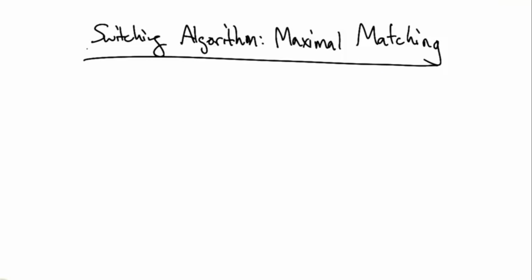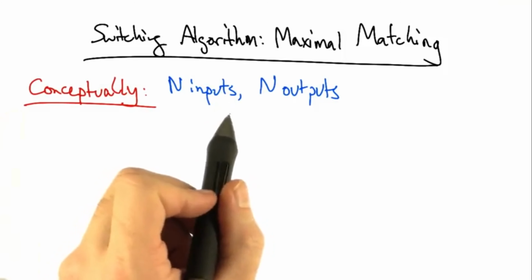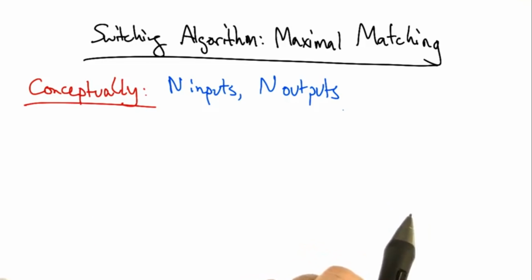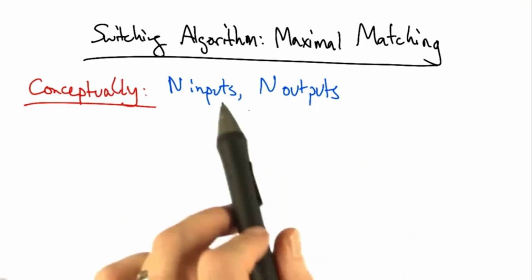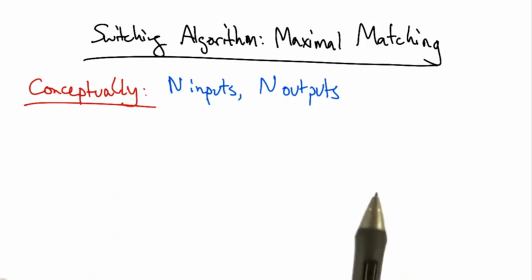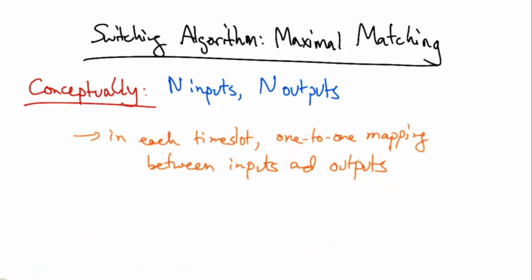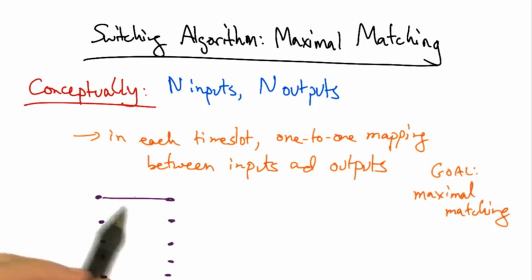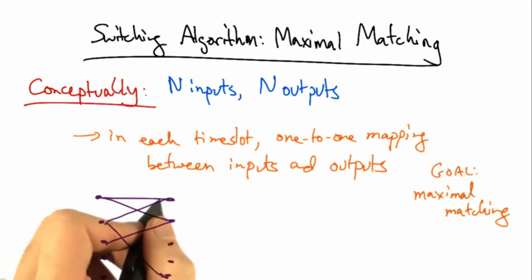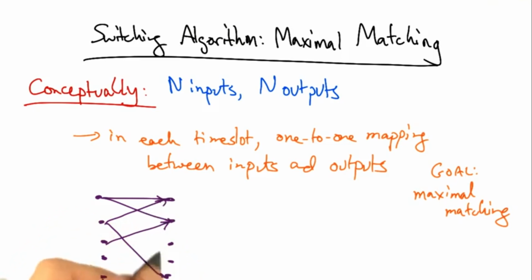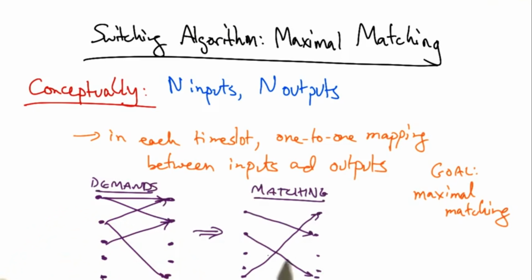We'd like the crossbar switching algorithm to achieve what's called a maximal matching. Conceptually, we have a router with n inputs and n outputs, but of course the inputs are also outputs. It's just easier to think about the inputs and outputs being separate when we talk about the switching problem. Now, in each time slot, we would like to achieve a one-to-one mapping between inputs and outputs, which is a matching. And our goal is that the matching should be maximal. So in a particular time slot, we might have a certain set of traffic demands, or traffic at certain input ports that is destined for certain output ports. And our goal is, given these demands, to produce a matching that is maximal and fair.